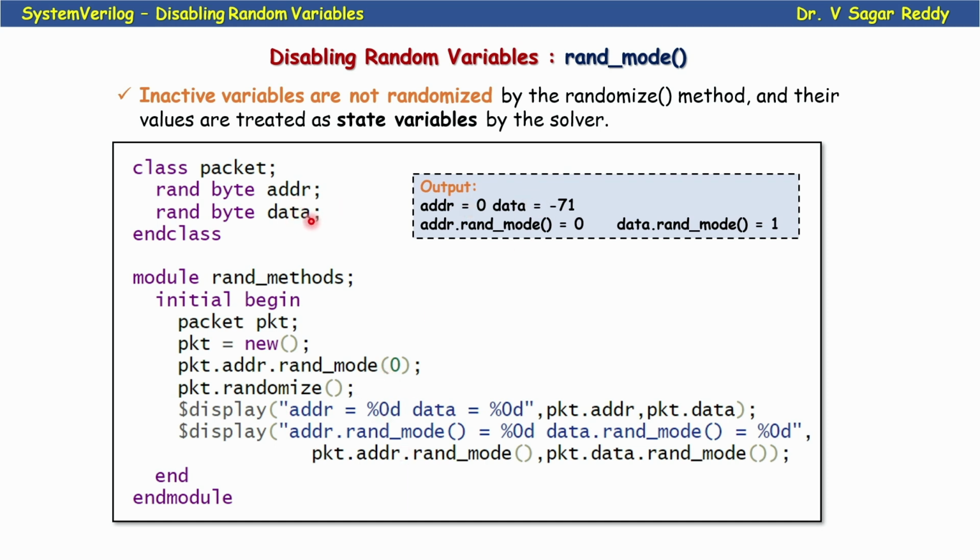So whereas the data is a random variable in this class, after randomization I am getting some value, -71, in the range -128 to 127. I am trying to return that this rand_mode value is 0 because it is a disabled one already. All random variables are active by default initially, so it returns 1. By this we can understand how to disable a particular random variable by using rand_mode.